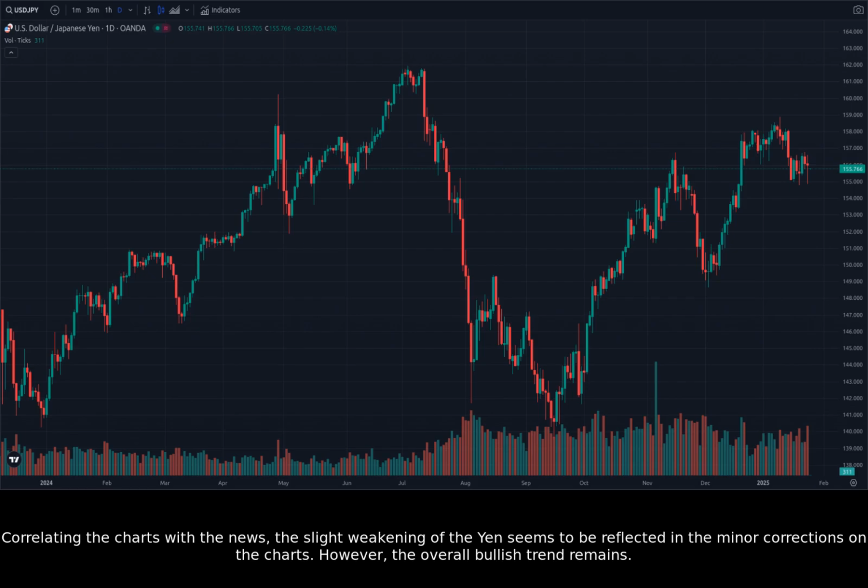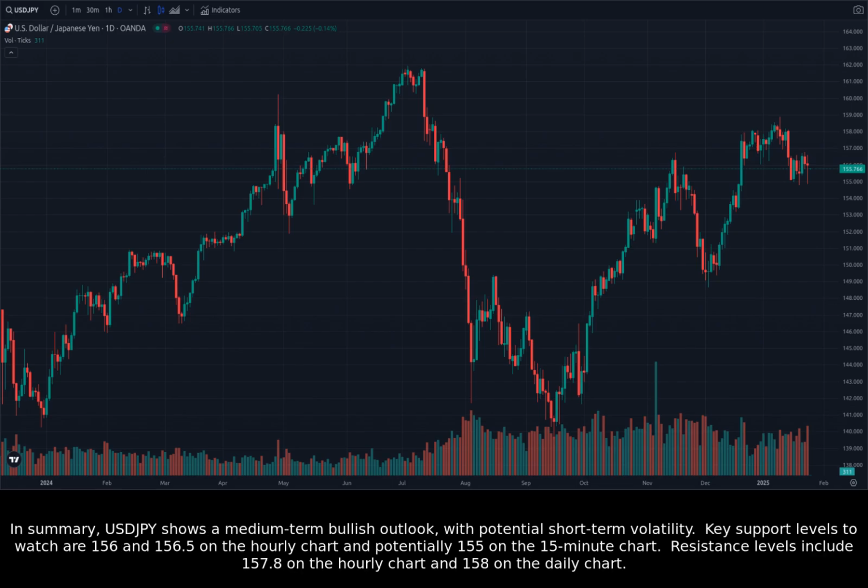Correlating the charts with the news, the slight weakening of the yen seems to be reflected in the minor corrections on the charts. However, the overall bullish trend remains. In summary, USDJPY shows a medium-term bullish outlook with potential short-term volatility.